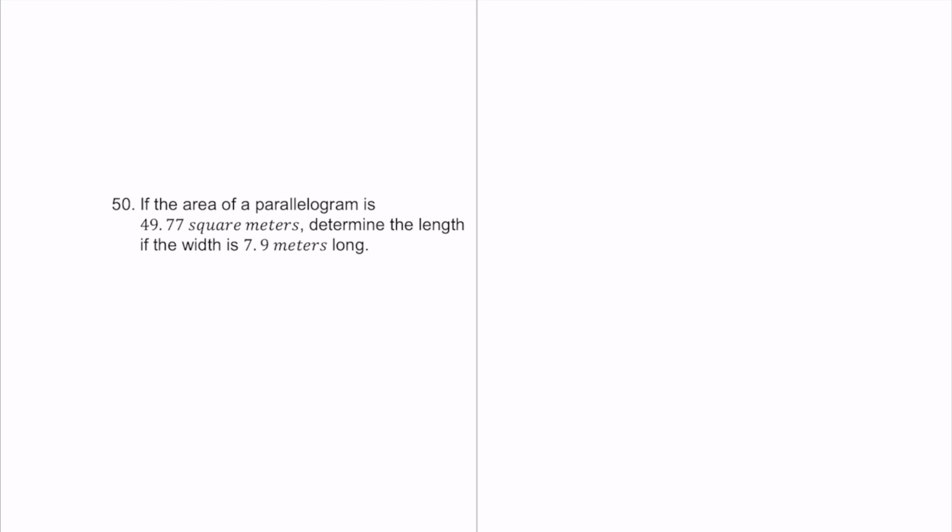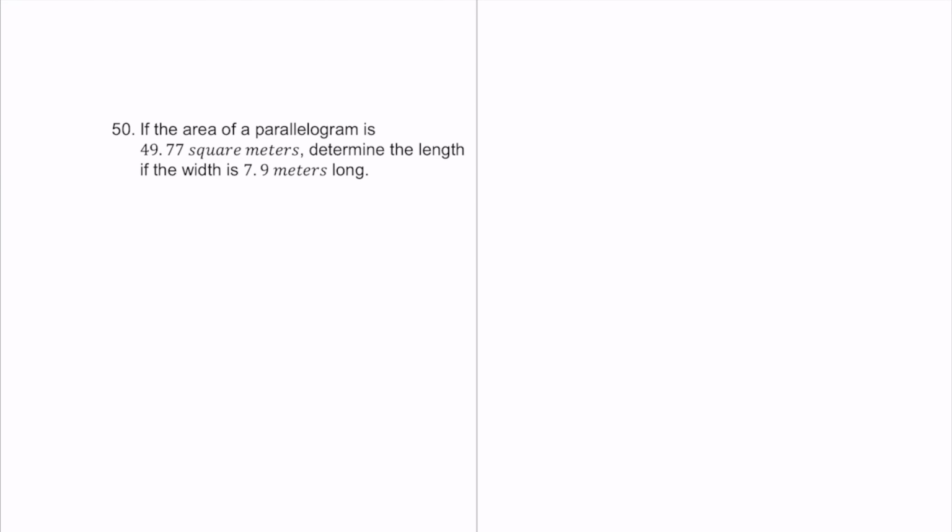Finally, for number 50, we have a parallelogram, and it has an area of 49.77 square meters. Determine the length if the width is 7.9 meters long. So for parallelograms, we have the formula A, the area, is equal to length multiplied by width. In this case, we know the area is 49.77 square meters. That's equal to the length, or L, multiplied by the width, or 7.9.